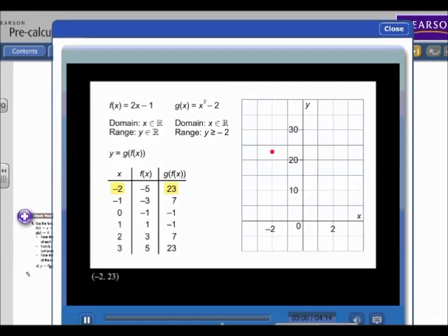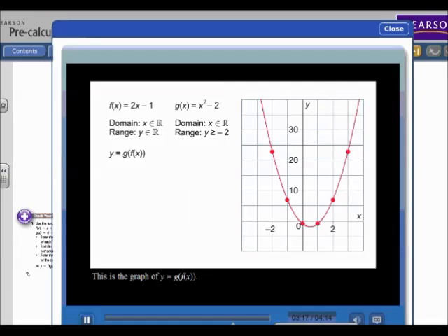Negative 2, 23. Negative 1, 7. 0, negative 1. 1, negative 1. 2, 7. 3, 23. Now I can join the points with a smooth curve. This is the graph of y equals g of f of x.